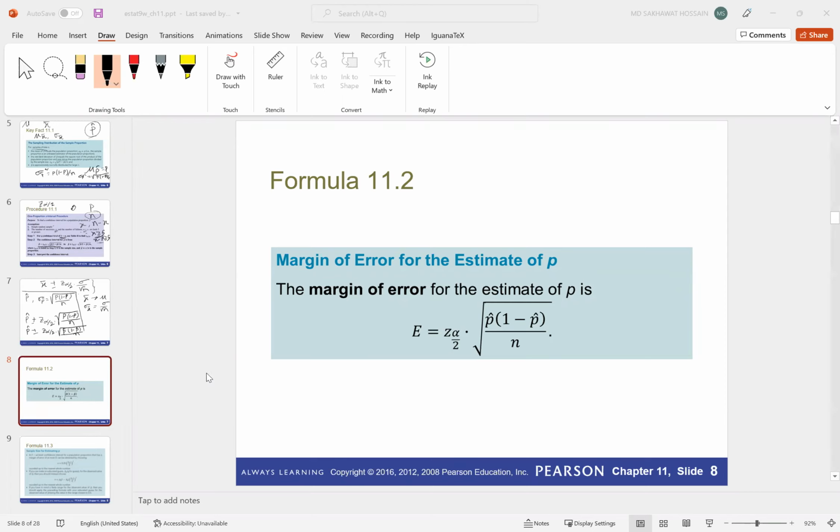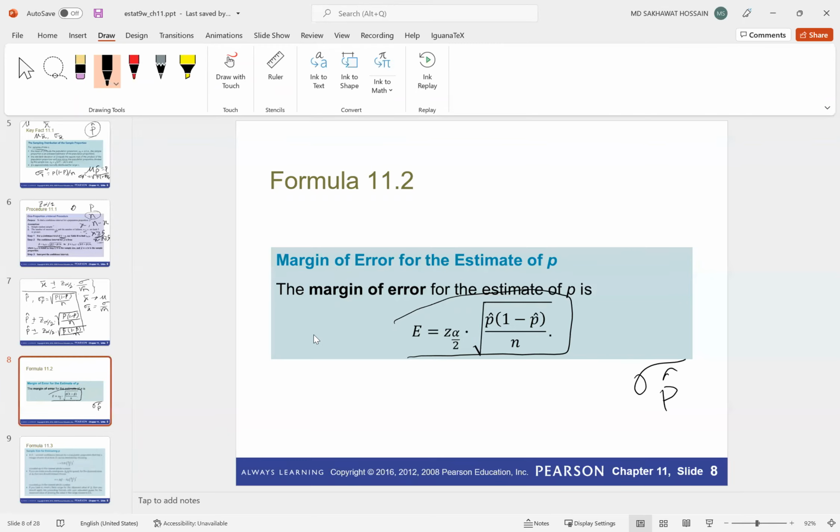Okay, so if you do not have any question, then we'll discuss the margin of error. So how do we calculate the margin of error in this case? You will be using this formula: E is equal to z alpha over 2 times the standard error. So that's the standard deviation of p hat.